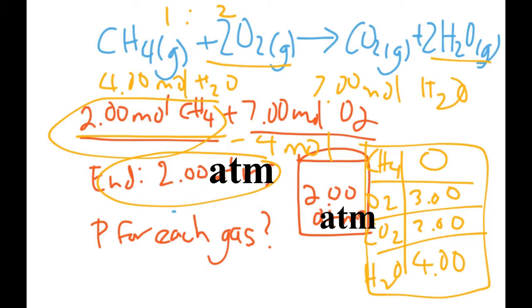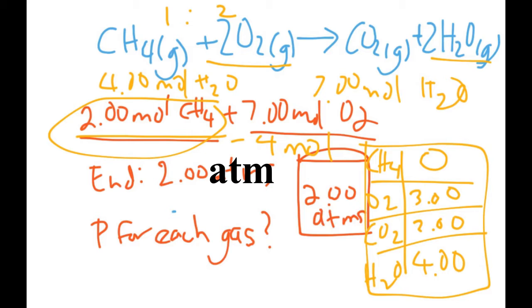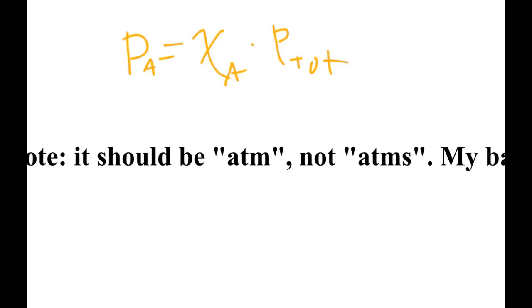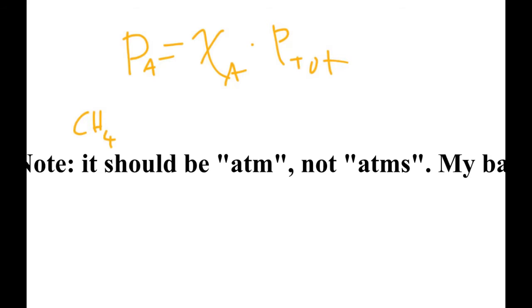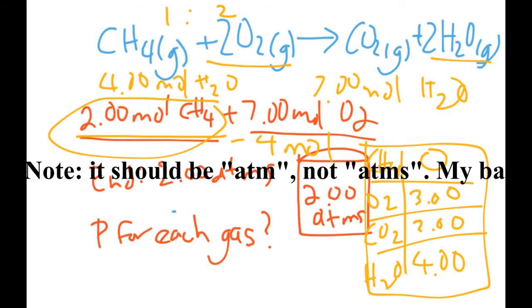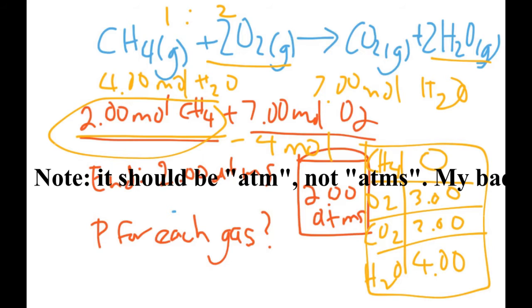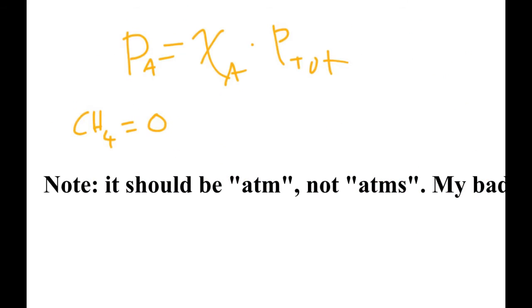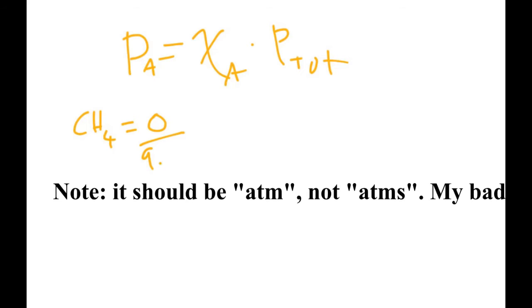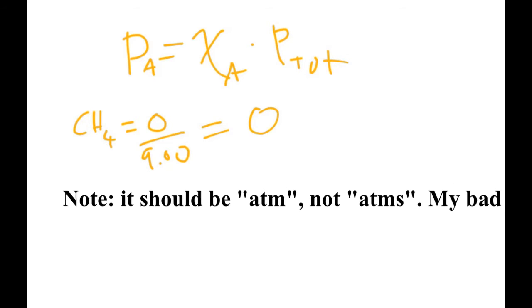So we found the moles of each substance at the end, and notice how we have the final pressure at the end. So thinking back to the last video, we derived a formula that said the partial pressure for gas A is equal to the mole fraction for gas A times the total pressure. So what do you think we will do? Well, we're going to find the mole fraction for every chemical. For CH4, the mole fraction is 0 because 0 over the total, which is 3 plus 2 plus 4, which is 9, is 0. So 0 over 9.00 is equal to 0.